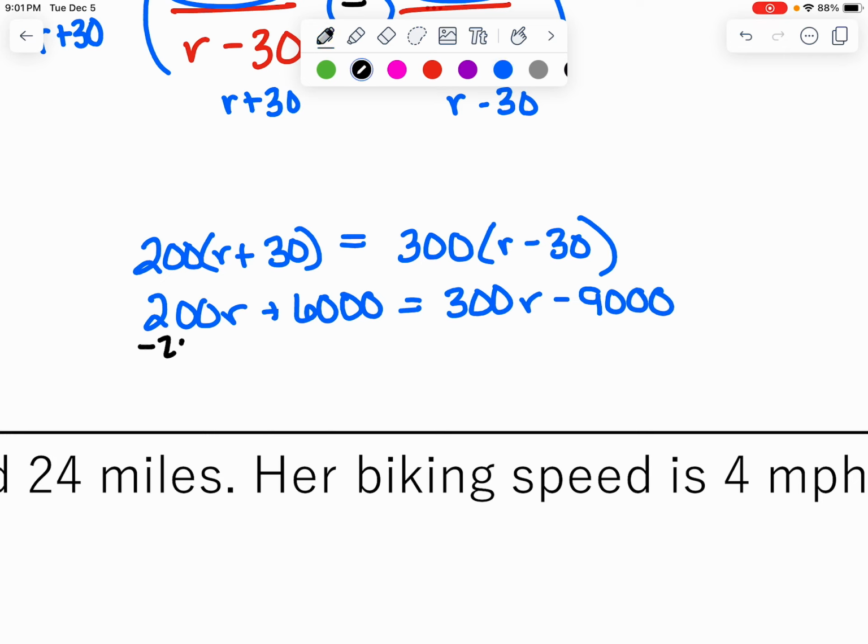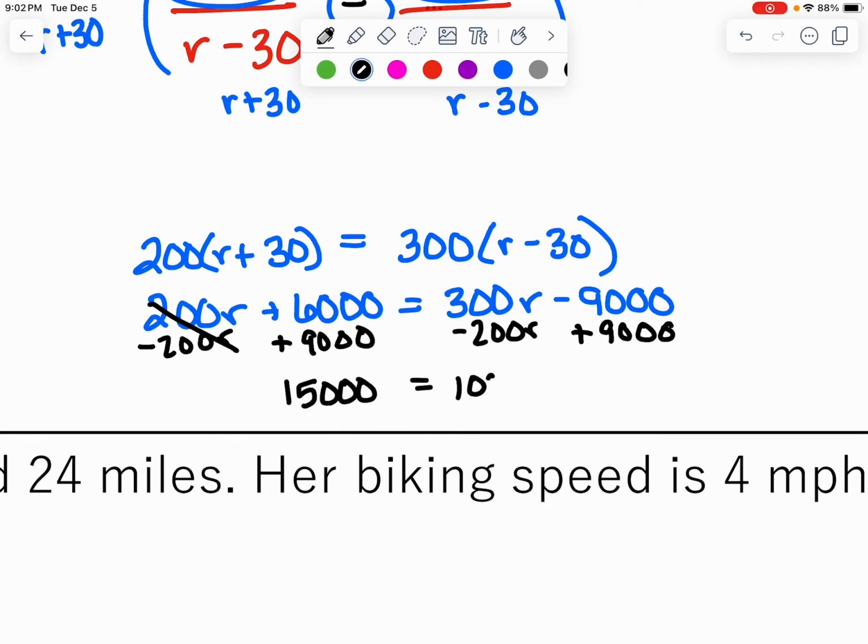Okay, let's take the R's over here. I like to keep R's positive. And let's take this number over here. Is that okay, what I did? Was that confusing? Nope, not at all. So that goes away. This becomes 15,000 equals 100R. Divide by 100. You knew that, right? 150. Yes, you divide each side. R equals 150.